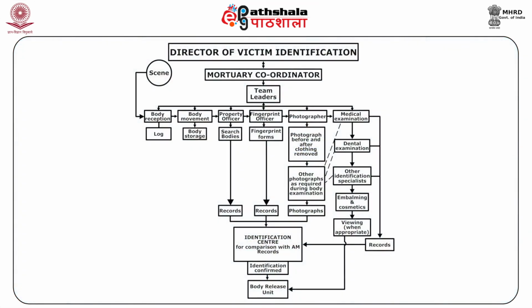This can be further divided into the director of identification, who is responsible, with the help at the scene of the mortuary coordinator, and they form the team leaders. There is a body reception area, body movement, a property officer, a fingerprint officer, a photographer, and a medical examination. At the body reception area, the logging and storage of the body should be done. The property officer will search the bodies, the fingerprint officer will fill the fingerprint forms, and the photographer will photograph before and after clothing has been removed, in consultation with the medical examination.